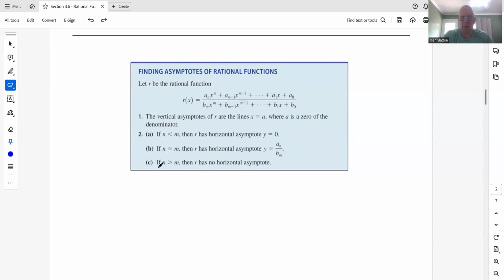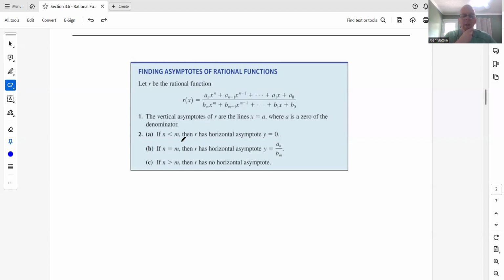Let's get down to this one. Now if it's the reverse, and we have, say, x to the sixth over x squared here, the numerator degree is bigger than the denominator. In that case, we do not have a horizontal asymptote. Then the rational function is just going to get bigger and bigger, or go down to negative infinity. So it's just going to keep growing in one direction or the other.